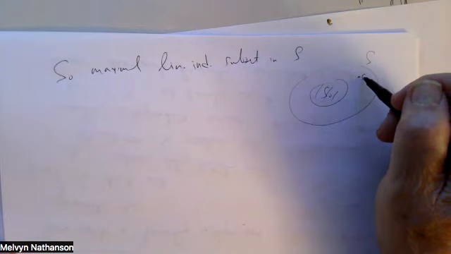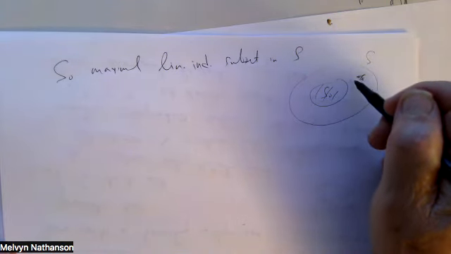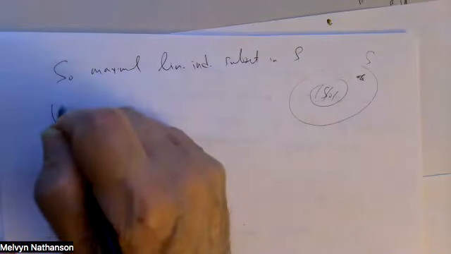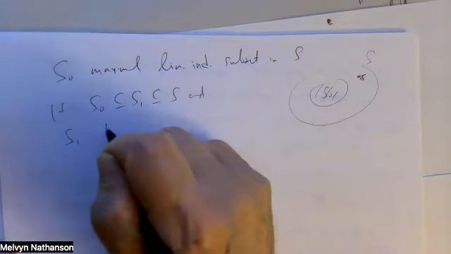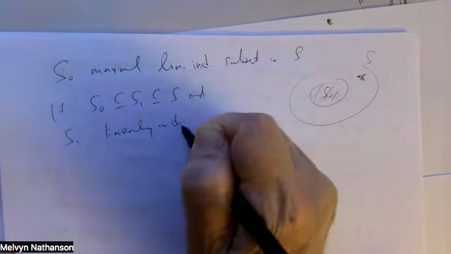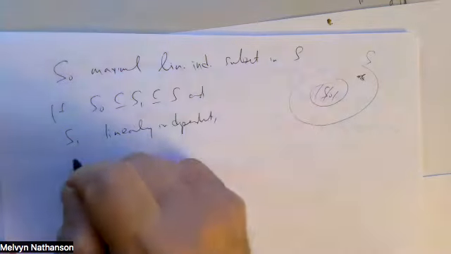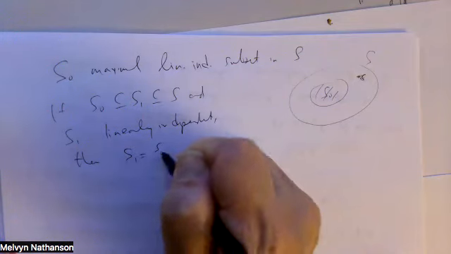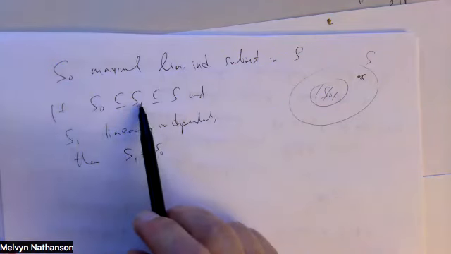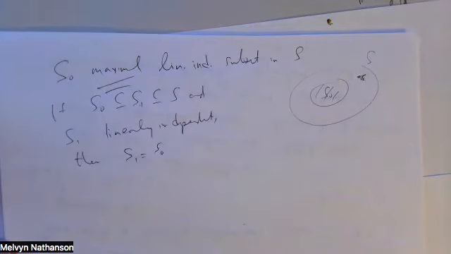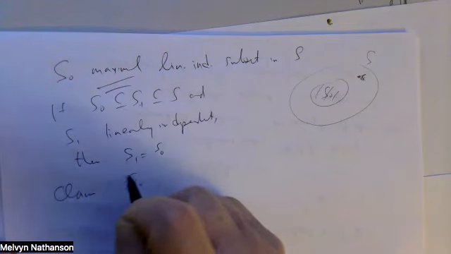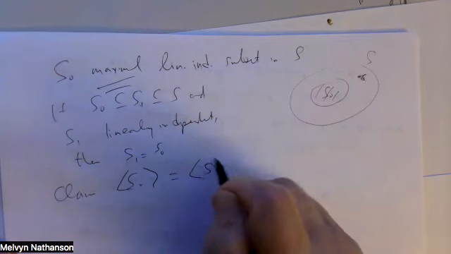Here's S naught. If you take any bigger set, so if S naught is contained in S1 is contained in S, and S1 is linearly independent, then in fact, S1 has to equal S naught. You cannot find a strictly bigger subset of S that's linearly independent. That's what maximal means. It means it's as big as possible. And I claim that S naught generates the same subspace as S.